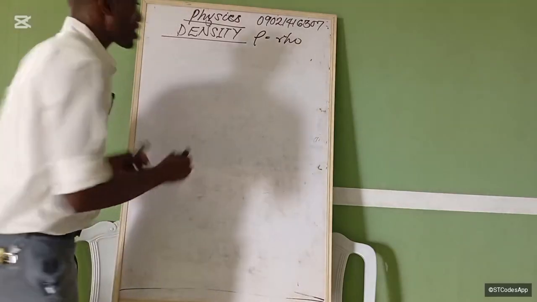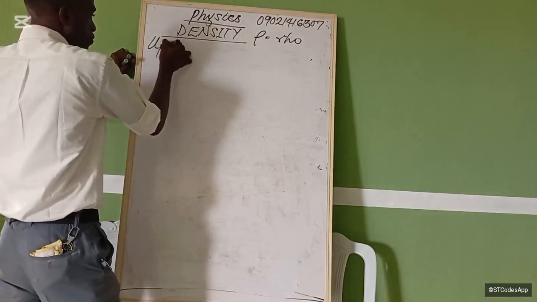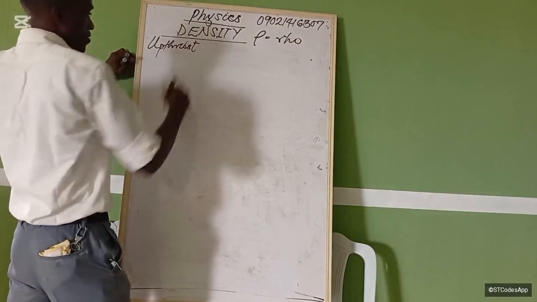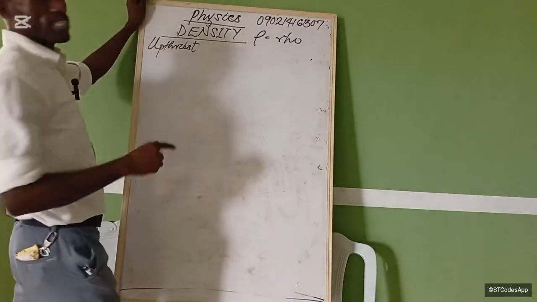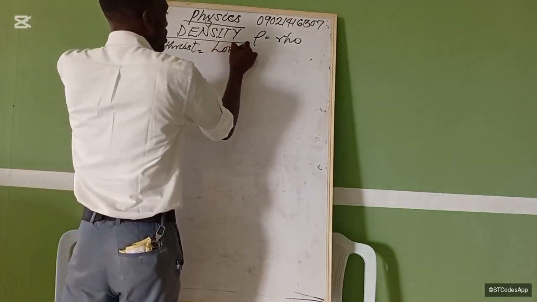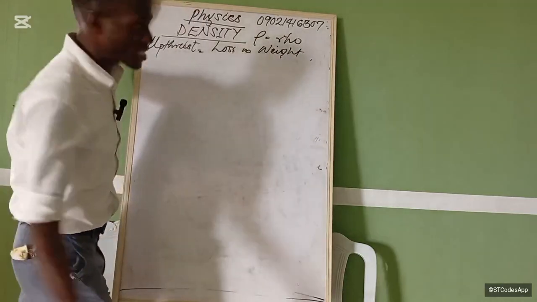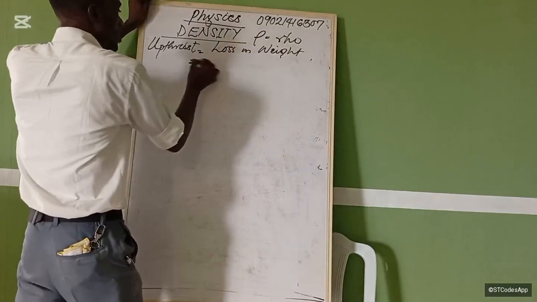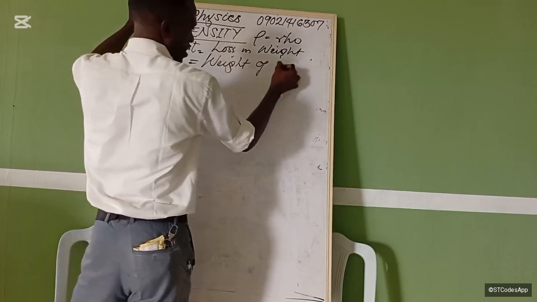So we have established that upthrust, right? So we have derived one formula rather. Let's derive the second one, upthrust. We said upthrust is what? The loss in weight of the body. And we said this loss in weight is equal to what? The weight of water displaced. Does that make sense to you now?